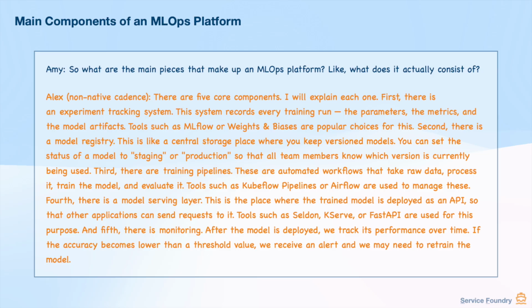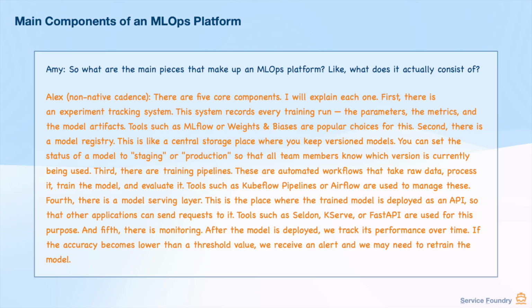Second, there is a model registry. This is like a central storage place where you keep versioned models. You can set the status of a model to staging or production so that all team members know which version is currently being used. Third, there are training pipelines. These are automated workflows that take raw data, process it, train the model, and evaluate it. Tools such as Kubeflow pipelines or Airflow are used to manage these.